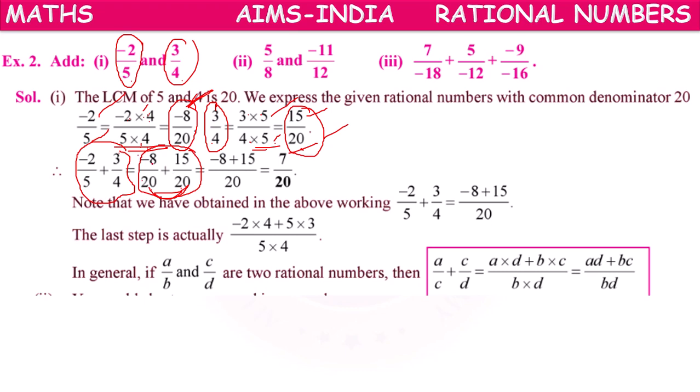So the sum of numerators, minus 8 plus 15, by the common denominator 20. Minus 8 plus 15, how much? 7. 7 by 20. Okay. So in this way we can do it.